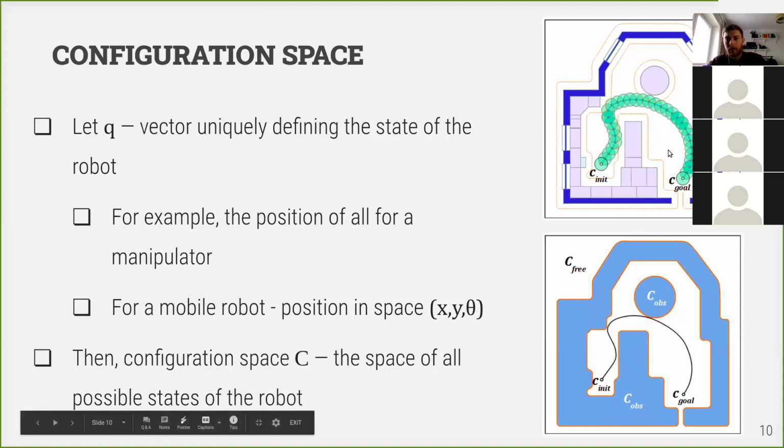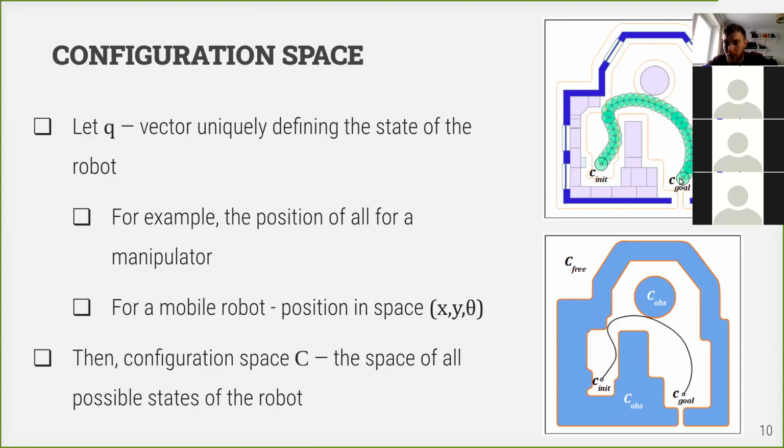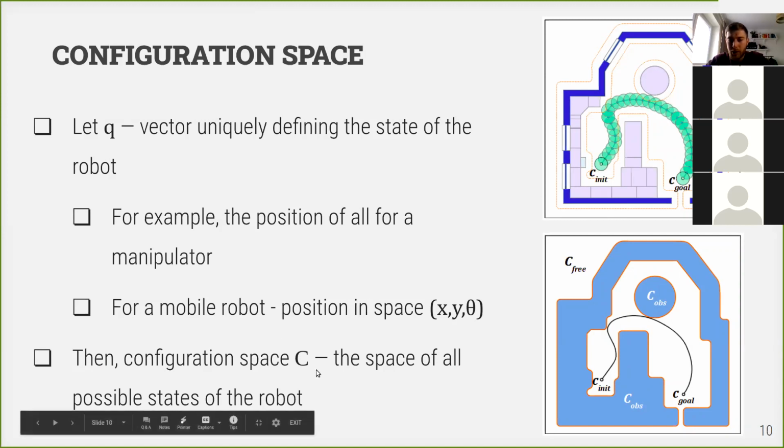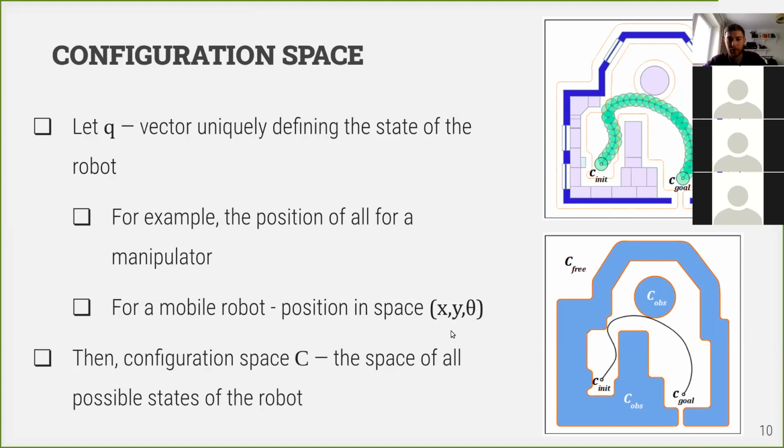So let's take a look at pictures. Imagine we have our robot, which is circular, the green circle here. And this is a map, so you can see walls and obstacles in purple. All configurations of our robot possible in this map are called configuration space C. And you can see on the bottom picture that configuration space can be divided into two parts.